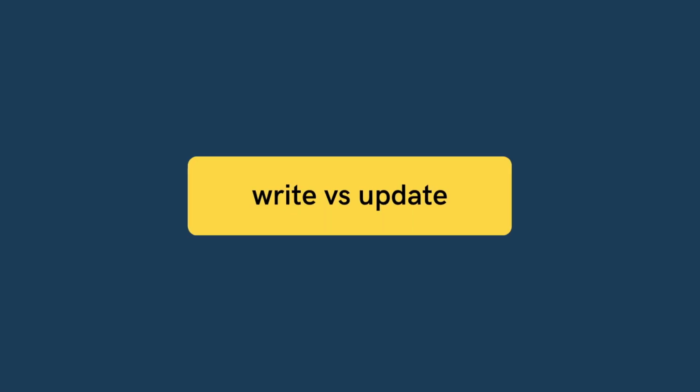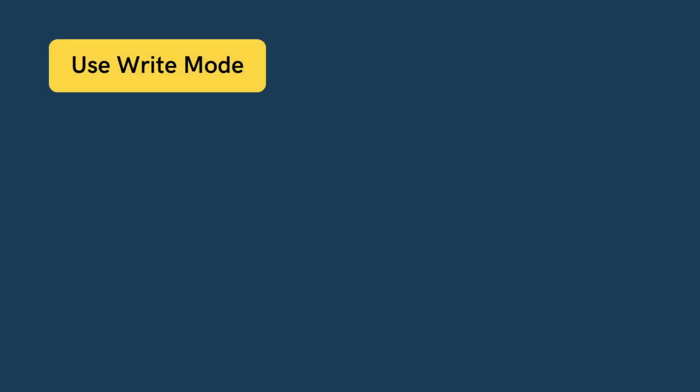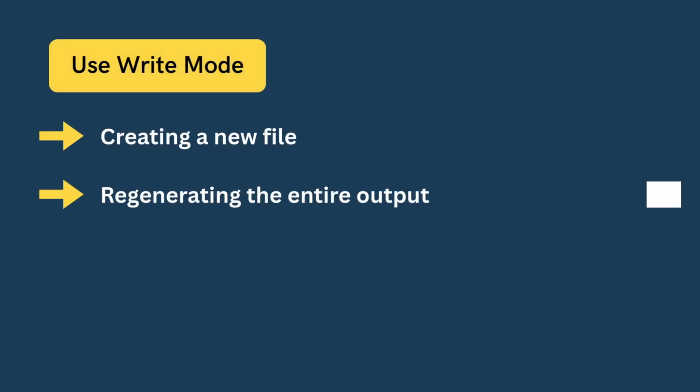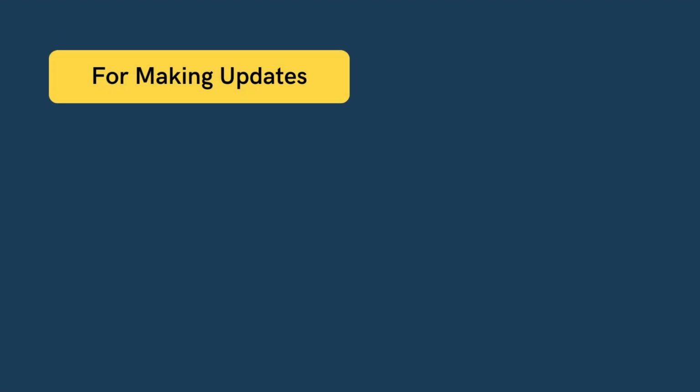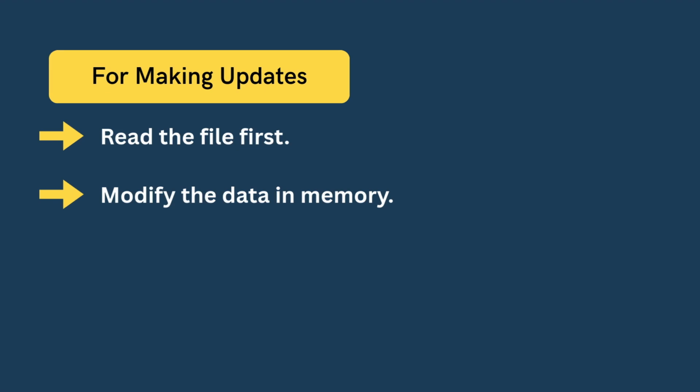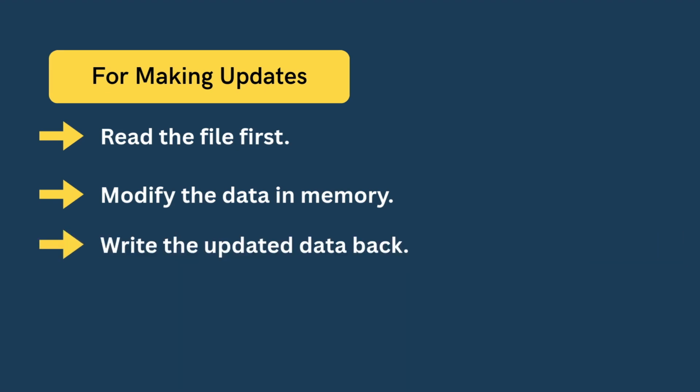Now let's see when to use write versus update in JSON. We use write mode when creating a new file and regenerating the entire output. For updates, read the file first, modify the data in memory, and write the updated data back. JSON requires careful handling because the entire structure must remain valid.